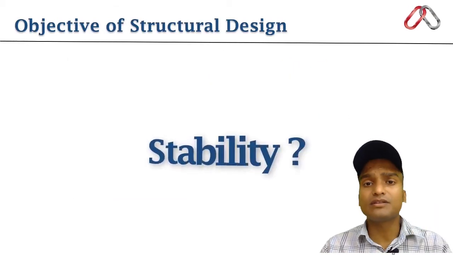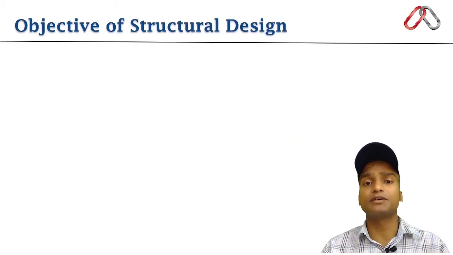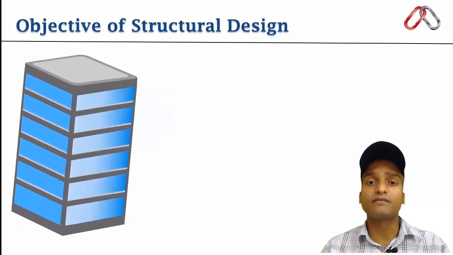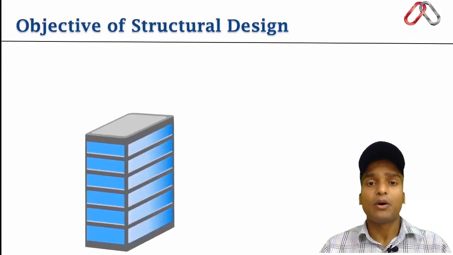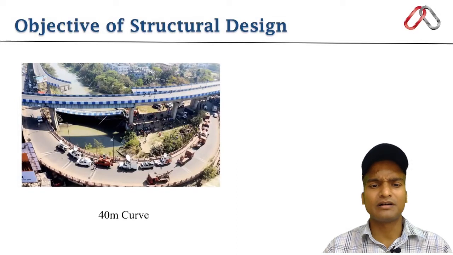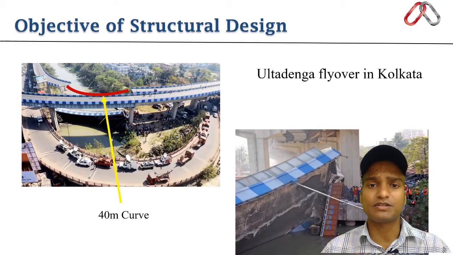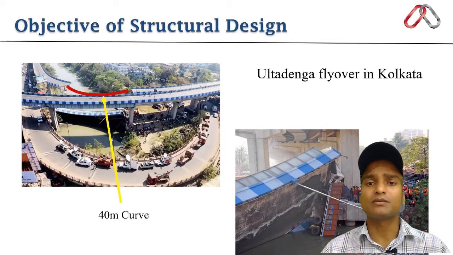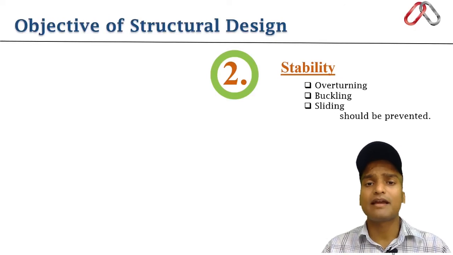After ensuring the strength of the building, we also have to ensure the stability of the building against different factors, especially overturning, buckling, or sliding of the building. For example, in Kolkata, Ultadanga, a 40-meter curve of a bridge just slid from its initial position, and it led to the failure of the structure. So stability deals with three factors: overturning, buckling, and sliding.